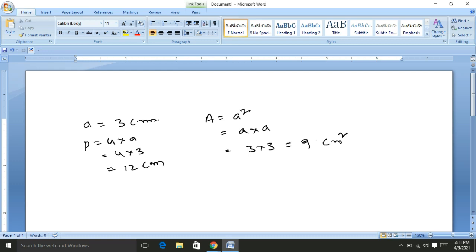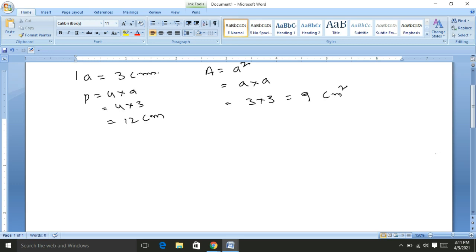But here we also consider the other relations. Suppose when the diagonal is given, how are we going to calculate the area and the perimeter? And when the diagonal is given, how are we going to calculate the length of the side of the square?